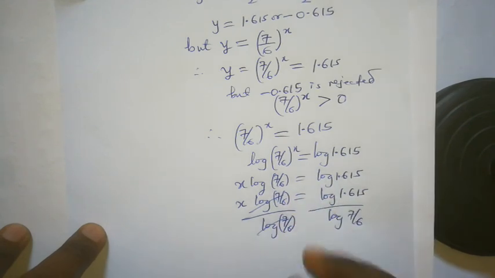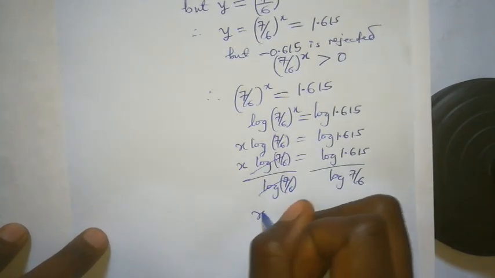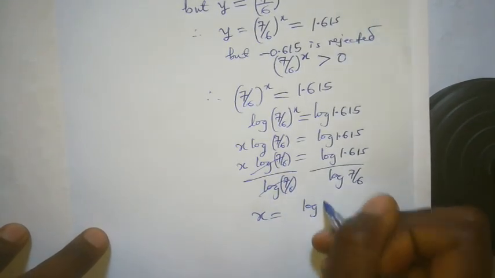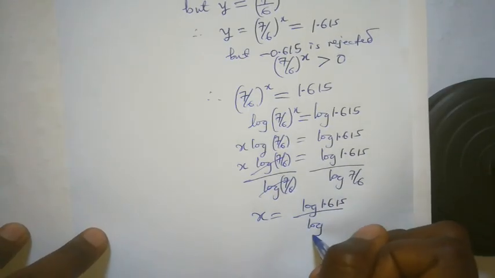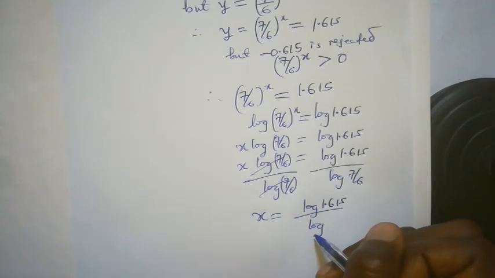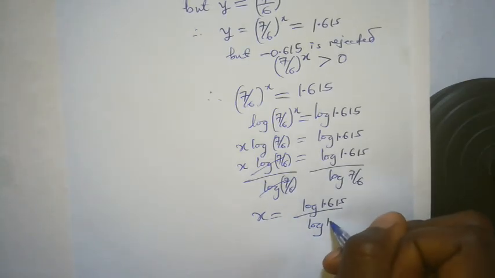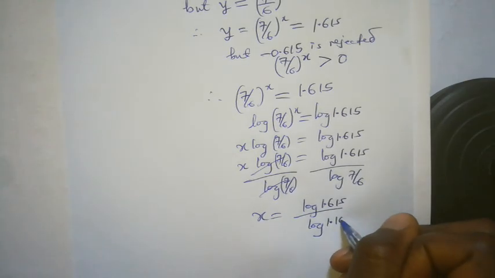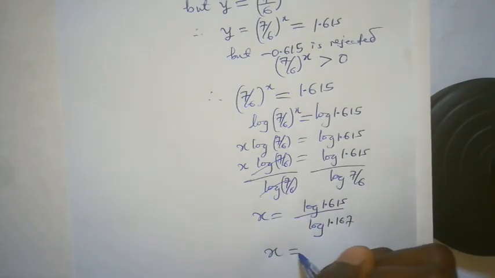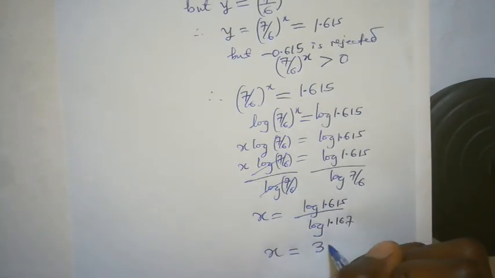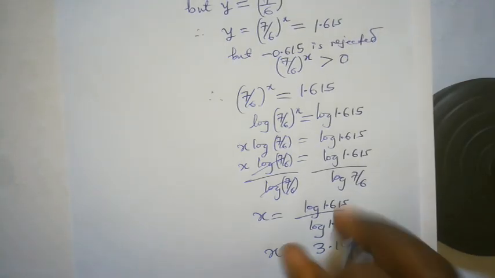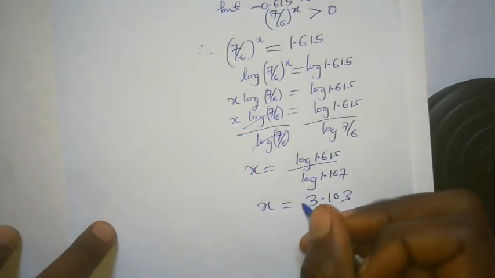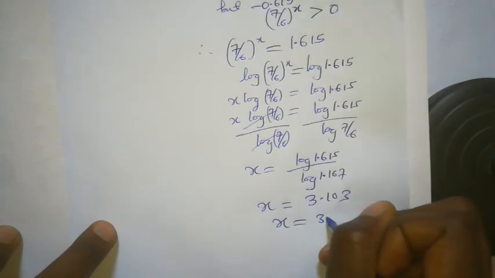So this will go, and in that case we have x equals log of 1.615 all over log of 1.167. So our x is going to give us 3.103. So approximately, our value of x is going to be 3.1.